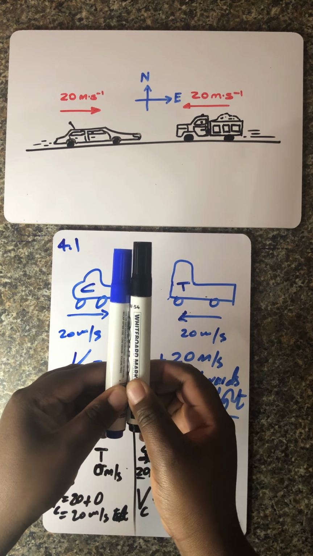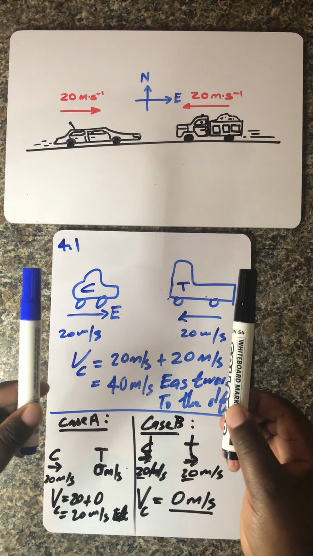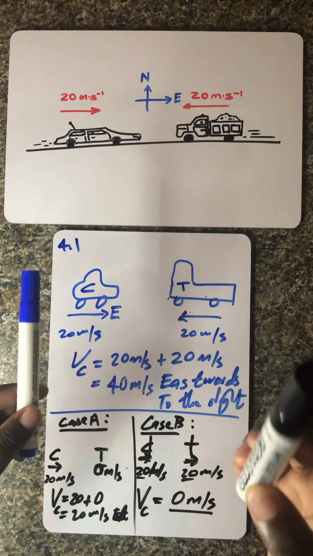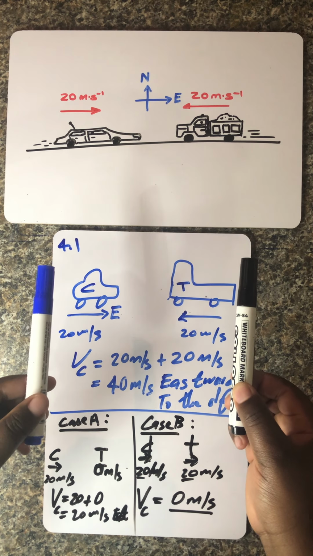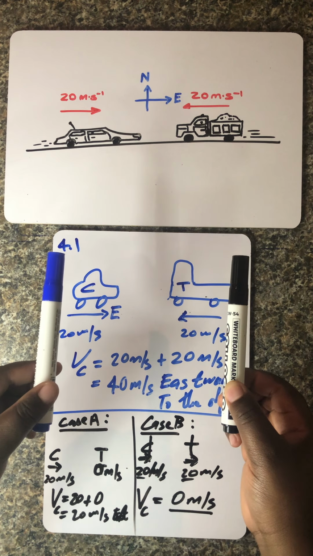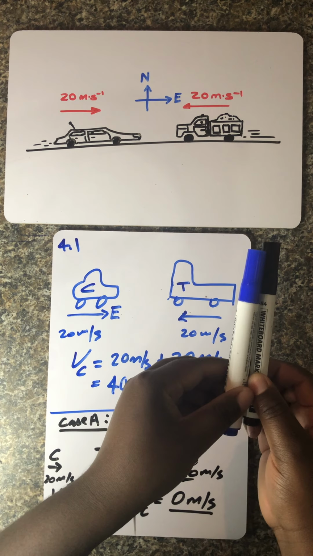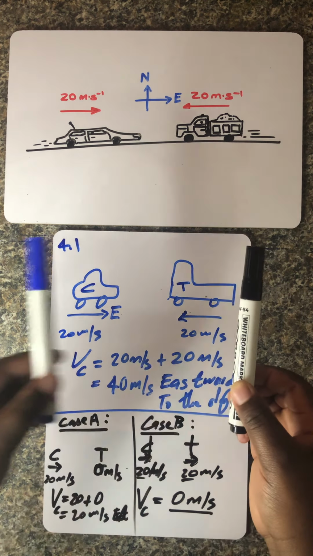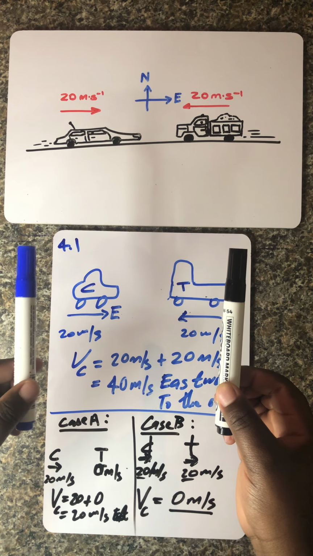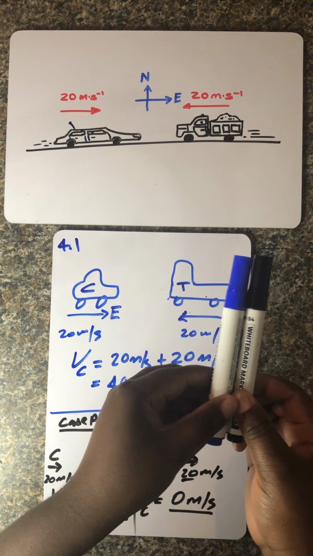Can you see? So for it to make perfect sense, let's say the truck is not moving, and the car is moving, obviously at 20 meters per second. This is what happens. Can you see, ladies and gentlemen? If it's only the car which is moving, you can see it is 20 meters per second.